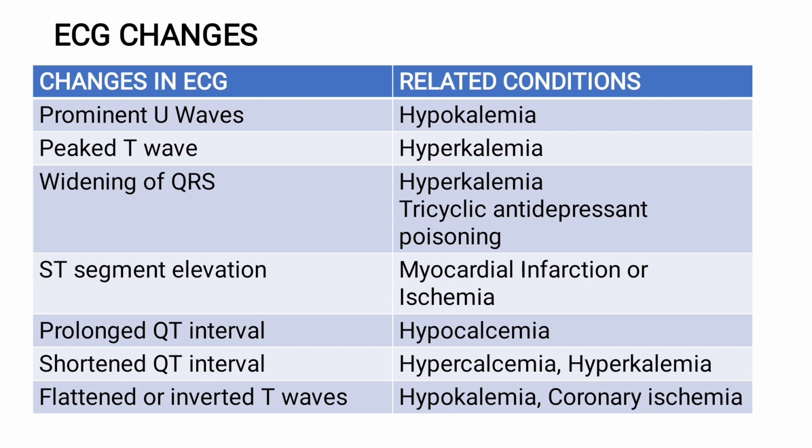And our favorite thing is ST segment elevation, mostly we can see in myocardial infarction, and this is repeated in many of the question papers. And prolonged QT interval, that is hypocalcemia. Shortened QT interval, hypercalcemia. So if it is prolonged, hypo; if it is shortened, hyper. So it is opposite here. Flattened or inverted T waves, it can be hypokalemia or coronary ischemia. So these are some topics.